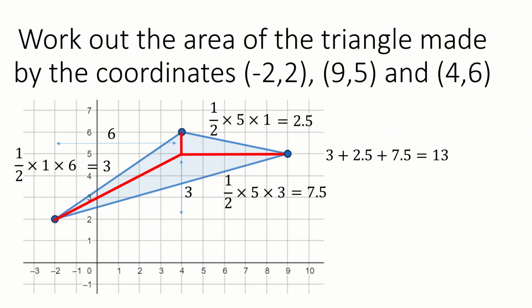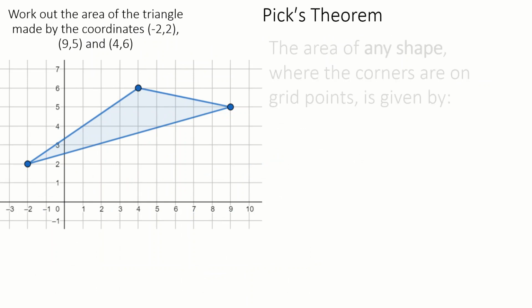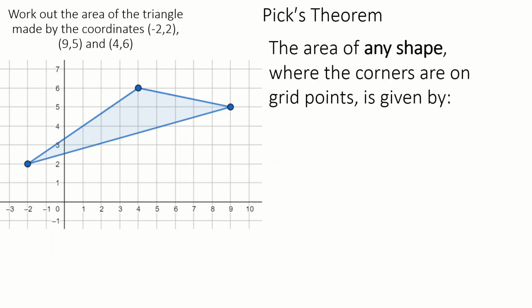One more way that I wouldn't expect a year 5, 6, or 7 to know, but could certainly be done by a year 5, 6, or 7, is something called Pick's theorem, which is an incredible theorem, which says that for the area of any shape, it doesn't matter whether it's a triangle or not, if its vertices are on grid points, like these 3 are, then the area of that shape is given by I plus b over 2 minus 1.